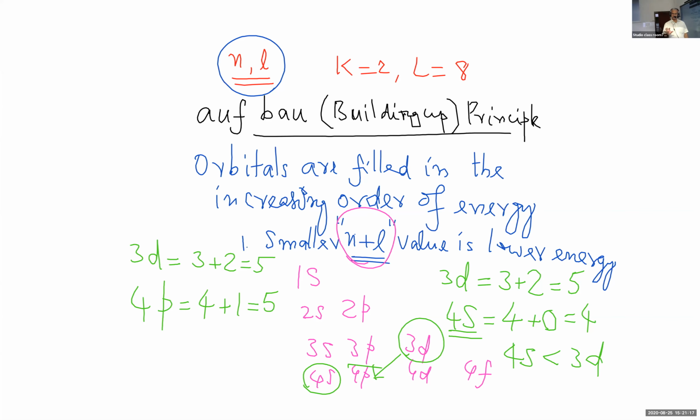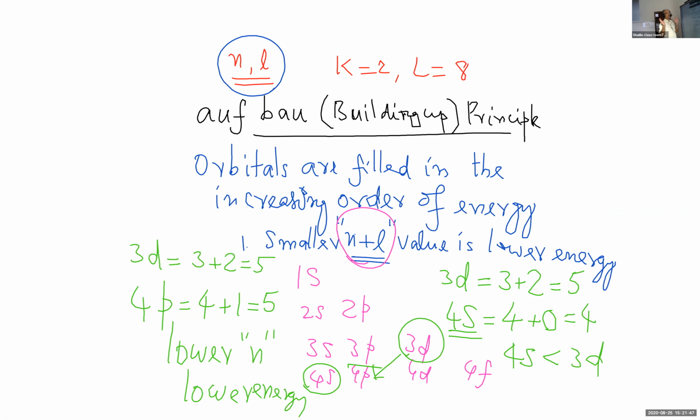If the orbitals are having the same N plus L value, then the orbital with lower principal quantum number will be having lower energy. So, lower N value will be having lower energy. Lower N value will be having lower energy. That is the second rule.